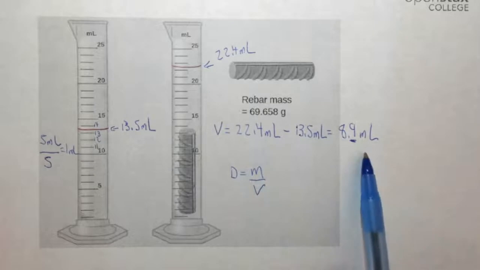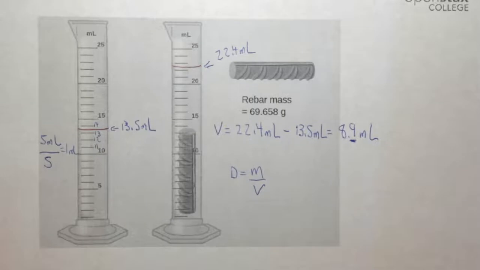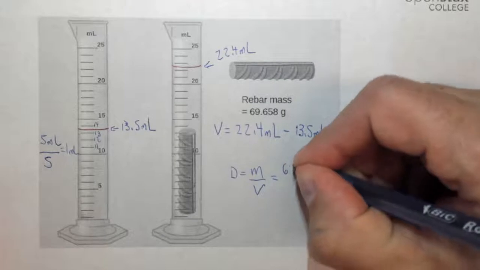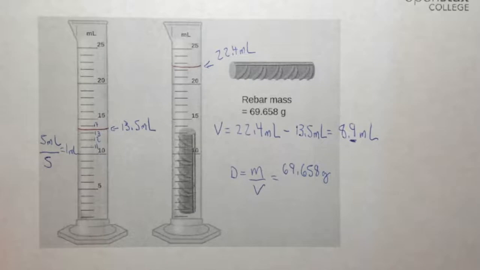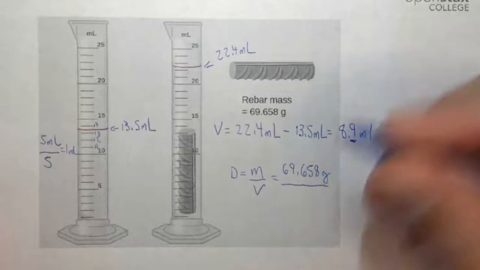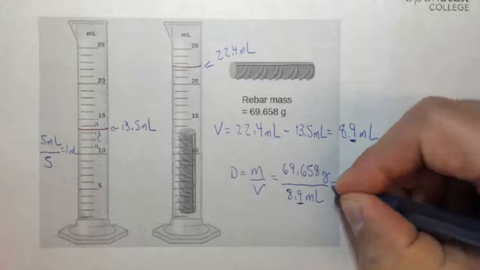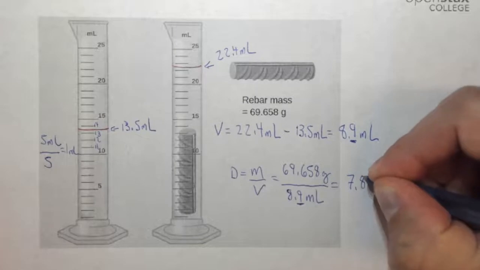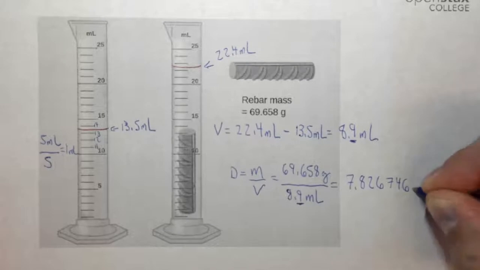Now, I have the volume of this piece of rebar, 8.9 milliliters, and it's two significant figures because that's the sig fig. Now I want to do the division. The mass of this piece of rebar is 69.658 grams, which was measured on a balance, obviously not by us. This is just an example, but you could do this in the lab. You can measure that on the balance. And the volume is 8.9 milliliters, where that's the sig fig. When we do this out, we find on a calculator that it's 7.826746 and a bunch more numbers.